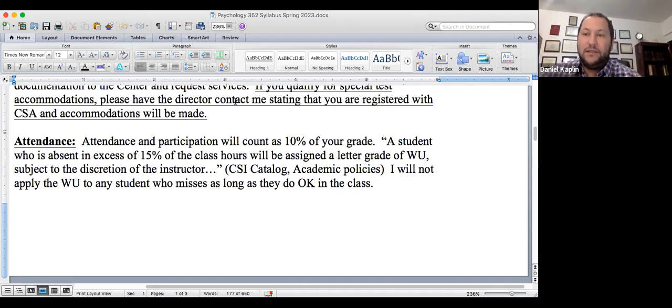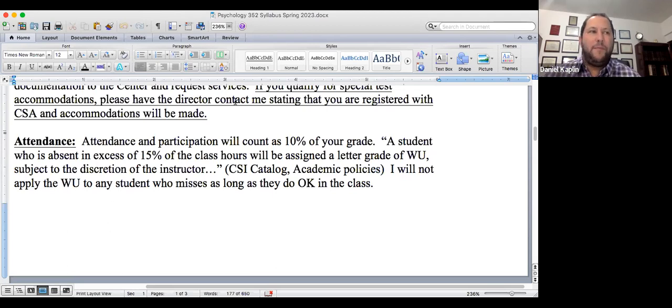That clause also is reminding a student and reminding a professor that there is flexibility. In general, I don't assign WUs unless a person absolutely disappeared from the classroom. Most of the time, if a person misses a class, they're already being penalized on their participation points, right?